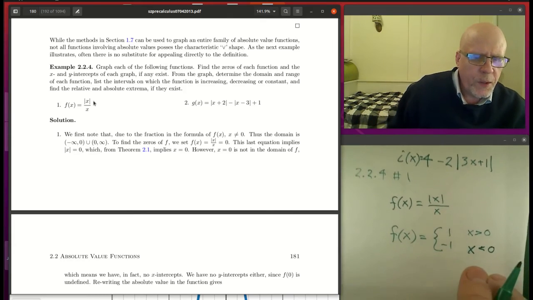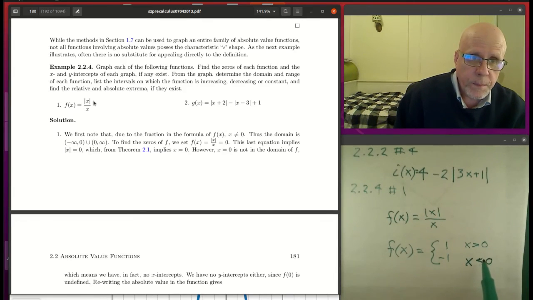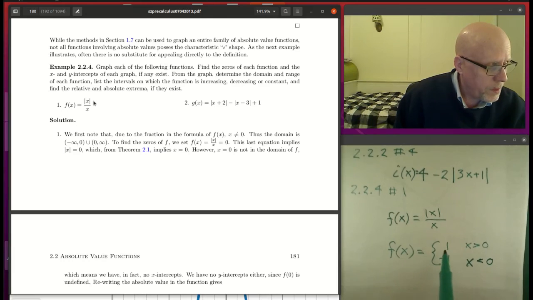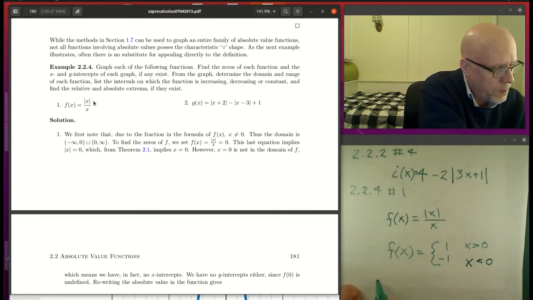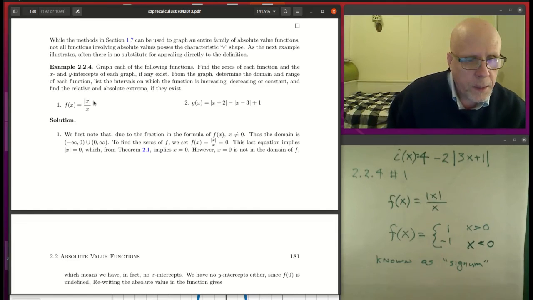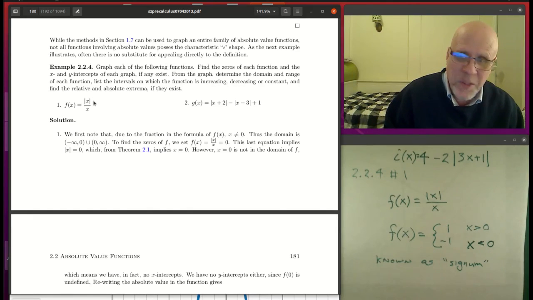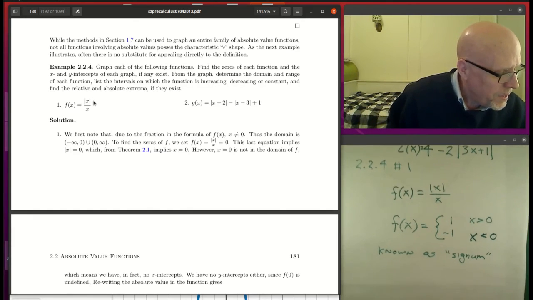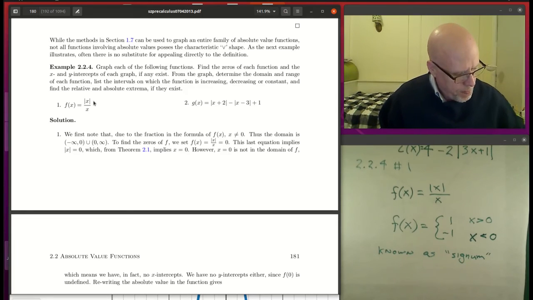Well, that's an intriguing graph. First of all, it's not defined at 0, but it's always 1 if you're to the right of 0, and it's always minus 1 if you're to the left of 0. This is known as the signum function, which is just Latin for sign. It's the function that tells you the sign of the number x. Signum. I like that name. I don't know. They never mentioned it in the book, so I thought I'd tell you that. What's its graph look like?